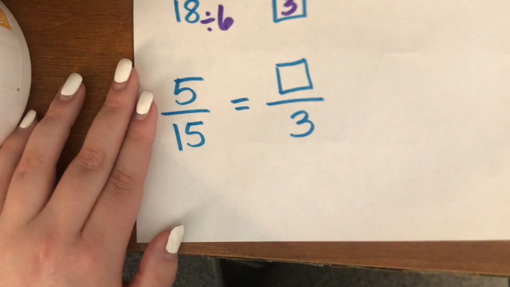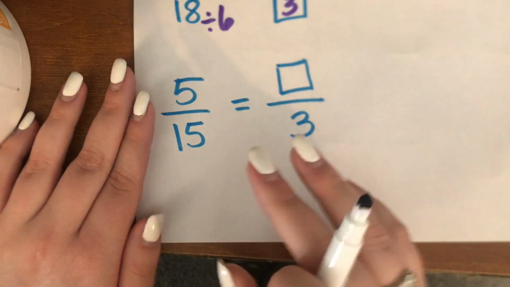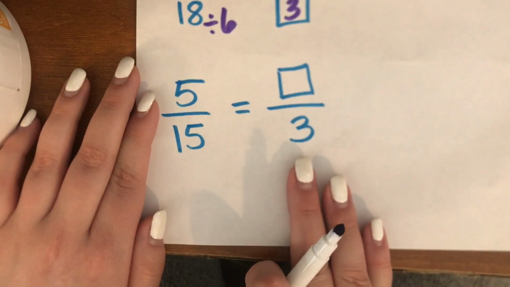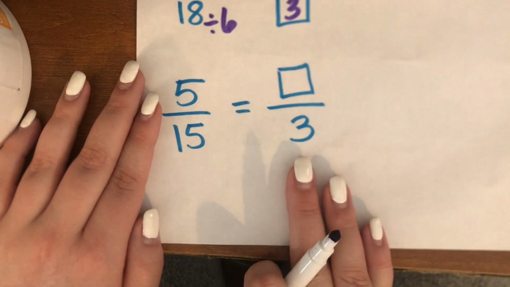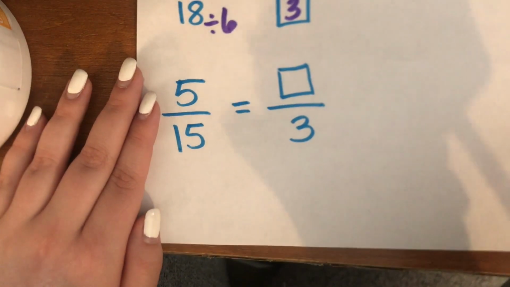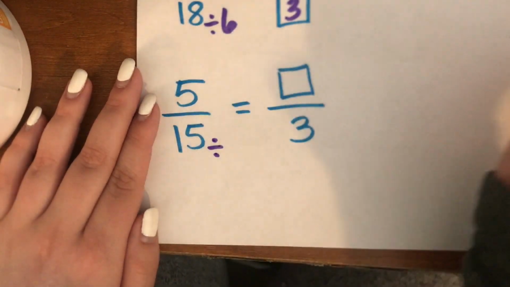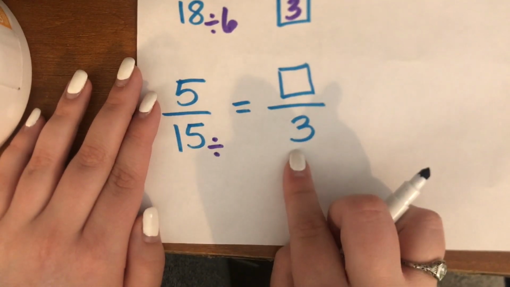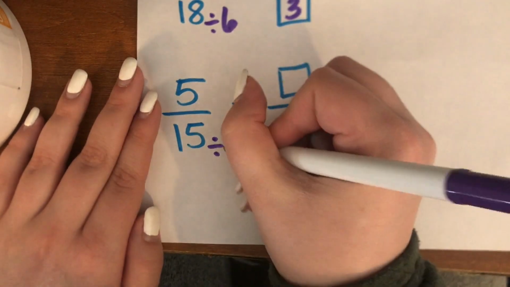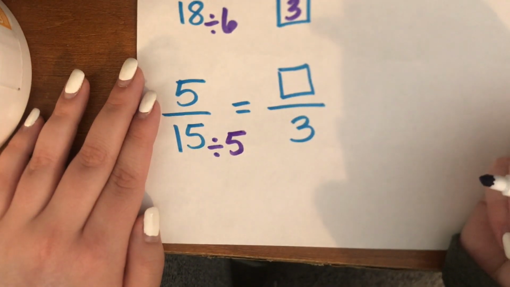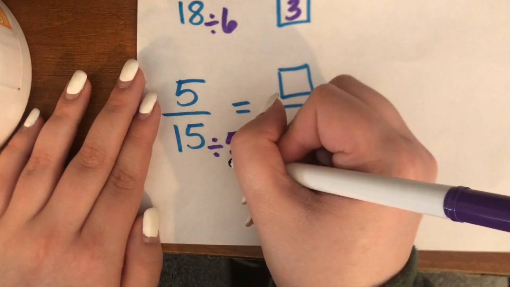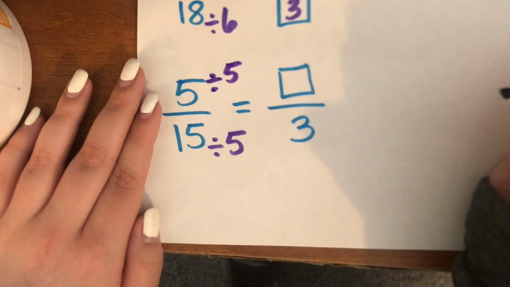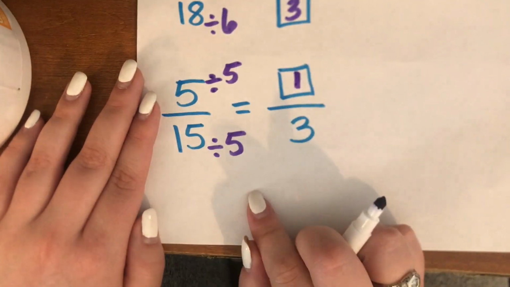My last example here, I noticed that the numbers decrease from 15 to 3 in the denominator. So that means I am going to, you guessed it, divide. 15 divided by what gets me to 3? 15 divided by 5 gets me to 3. So whatever you do to the bottom, you do to the top. 5 divided by 5 equals 1.